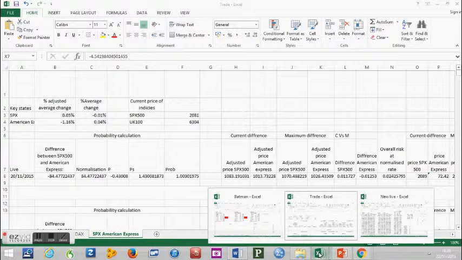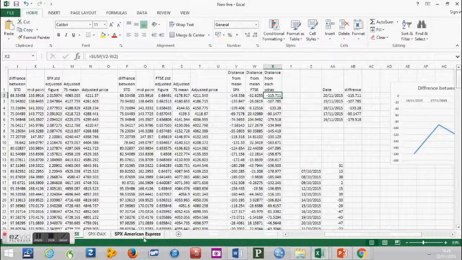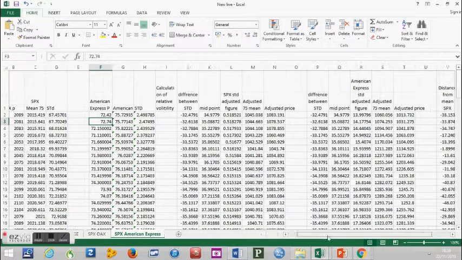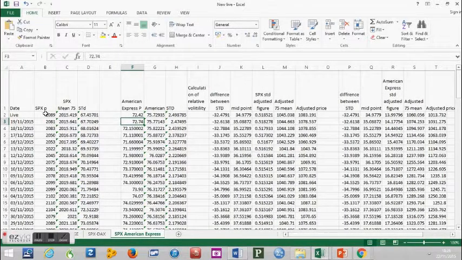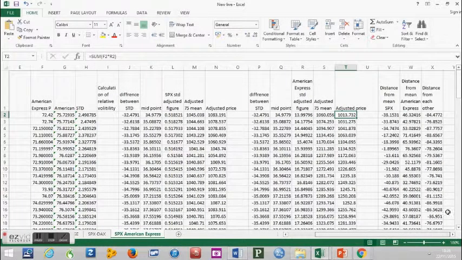So once again, if I show you the one where we work out the difference, I can bring up American Express down here. Now it's calculated in the very same way. So we've got the 28009, times it by the adjusted figure to get the adjusted price. We've got the 72.42, times it by the adjusted figure to get the adjusted price. Take them away from each other. Minus 84.